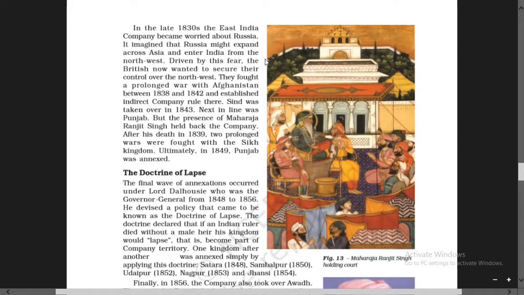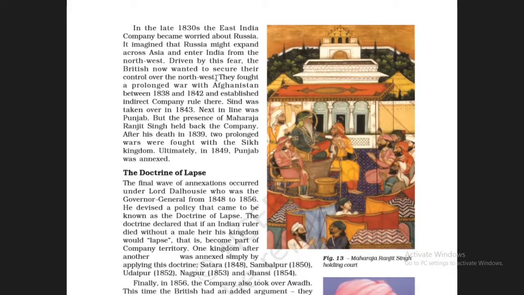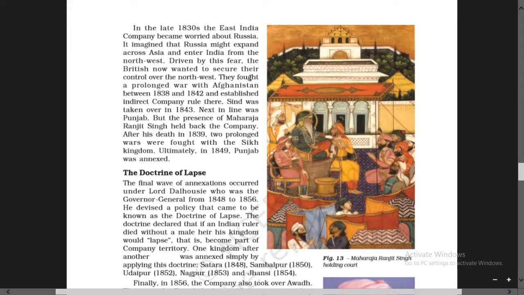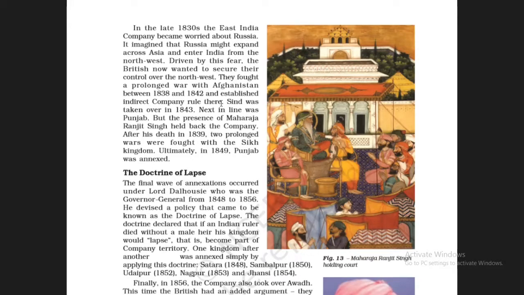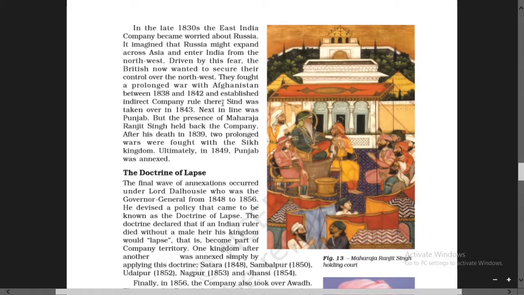Driven by this fear, the British now wanted to secure their control over the northwest. They fought a prolonged, that means lengthy, war with Afghanistan between 1838 and 1842 and established indirect company rule there.